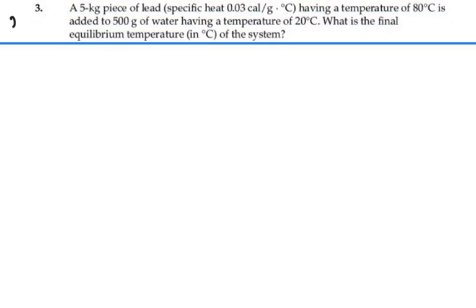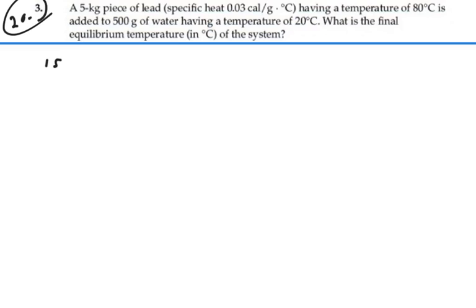Here's problem 23. A 5 kilogram piece of lead, specific heat of 0.03 calories per gram per degree Celsius, has a temperature of 80 degrees Celsius and is added to 500 grams of water having a temperature of 20 degrees Celsius. What is the final equilibrium temperature in degrees Celsius of the system?